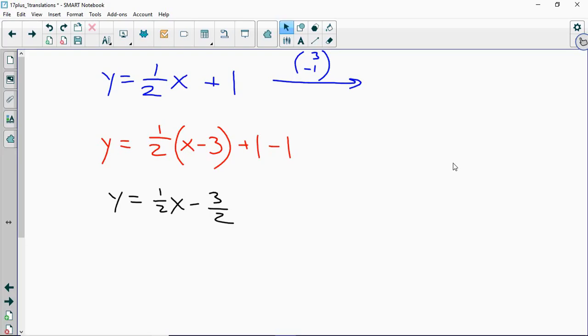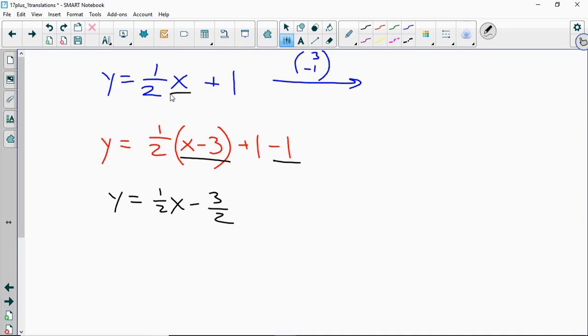I just want to point out one more thing about the algebra. Our original equation, again, was y equals 1/2 x plus 1. We're told that we're supposed to translate it through the vector 3, -1. So what that means is that we can change the x into an x minus 3, because again, the minus 3 tells us we're moving to the right 3, and then at the end, we can subtract a 1.